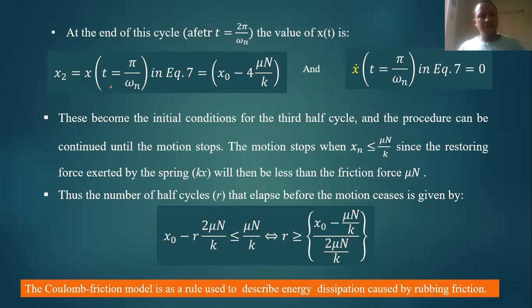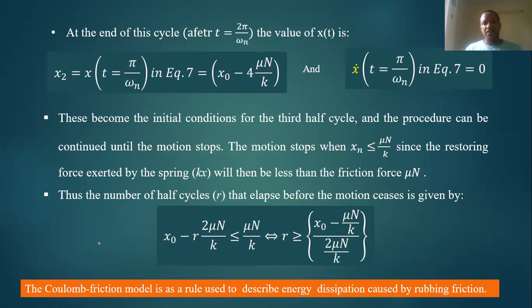These values, x2 and x dot, are the initial conditions for the third cycle. And it will continue like that until complete decay occurs. The procedure can be continued until the motion stops or ceases. The motion stops when xn is less than or equal to mu N over k, since the restoring force exerted by the spring, kx, will then be less than the friction force mu N.